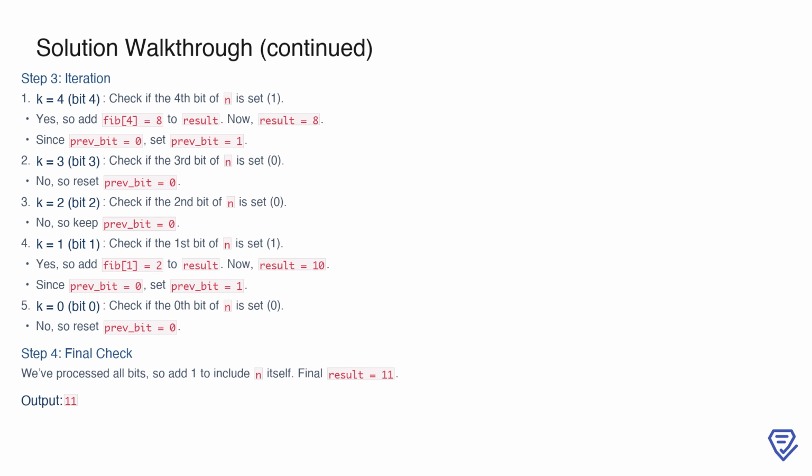Next, for k equals 1, the first bit is 1, so we add fib 1 equals 2 to the result, resulting in result equals 10. As prev_bit equals 0, we set it to 1. Finally, for k equals 0, the 0th bit is 0, so we reset prev_bit to 0. With all bits processed, we add 1 to the result to include n itself, as it satisfies the conditions. This gives us a final result of 11.